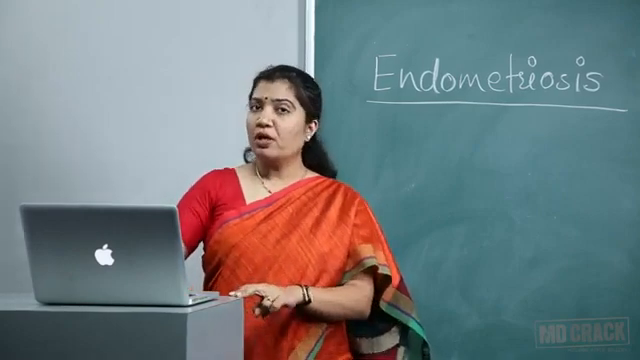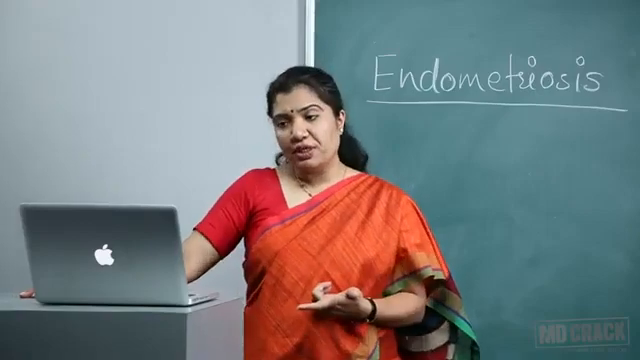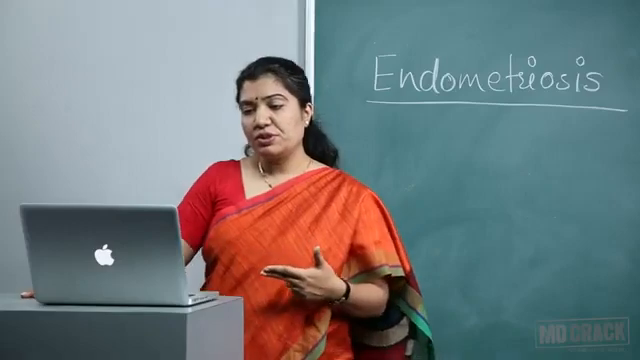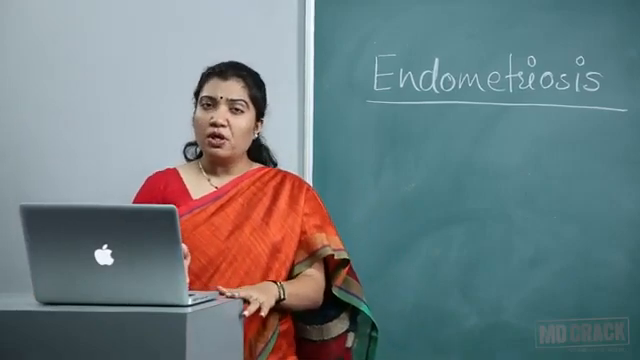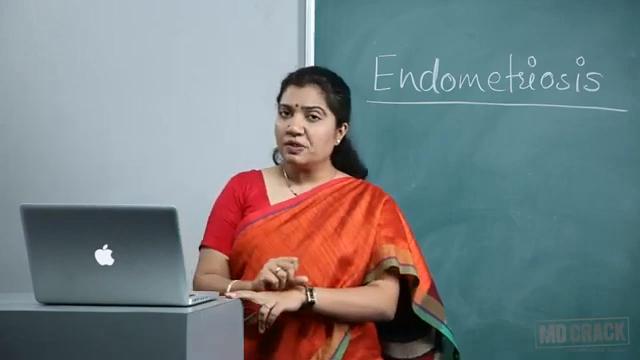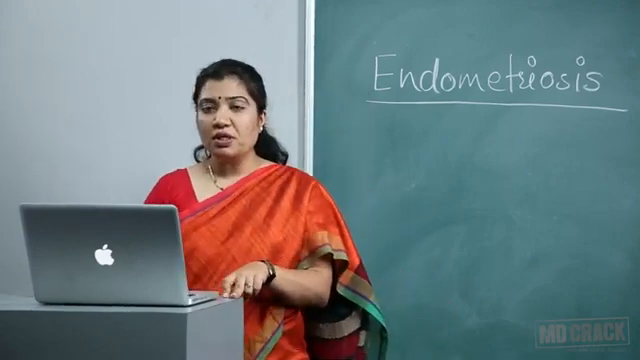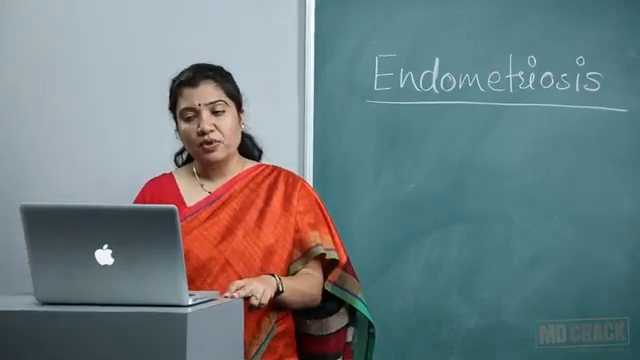Symptoms: usually the patient presents with either pain or with infertility. These are two common symptoms of endometriosis. Pain in the form of severe dysmenorrhea. This dysmenorrhea is classically explained as it is secondary, usually starts after 30 and it goes on progressing. It gradually goes on increasing.